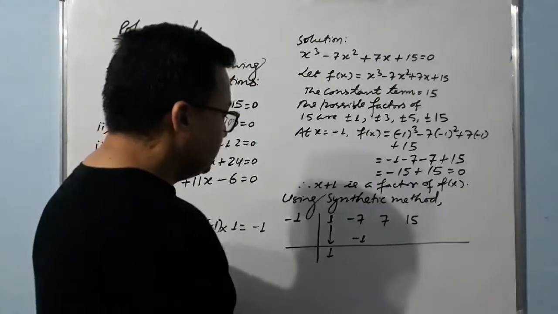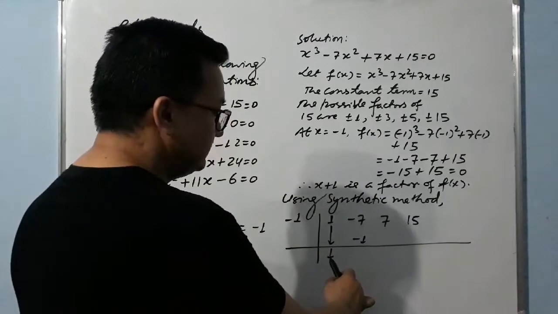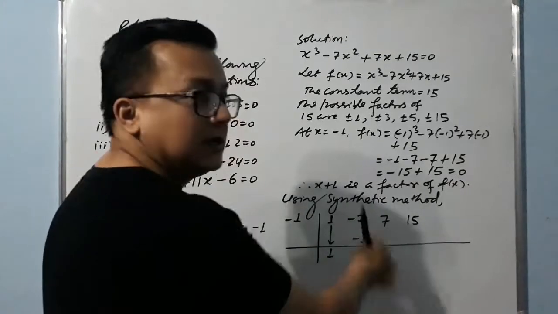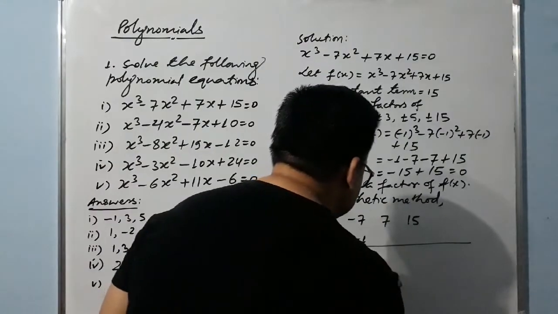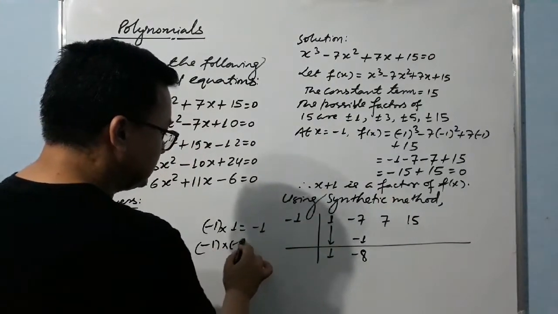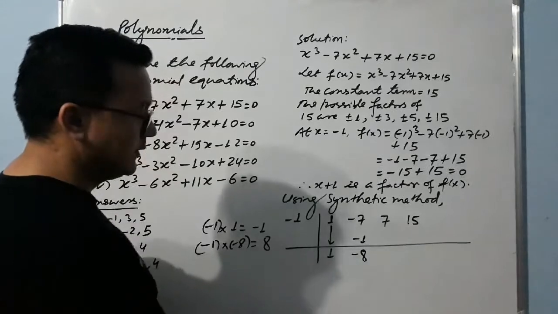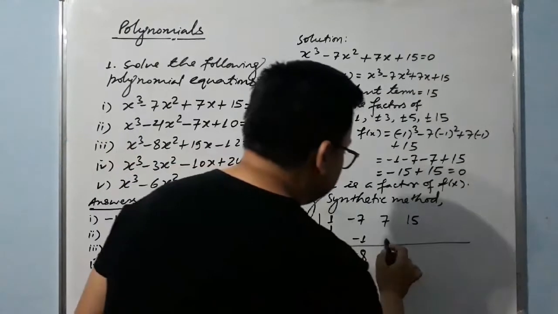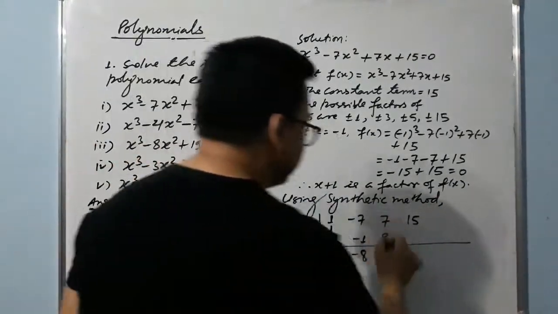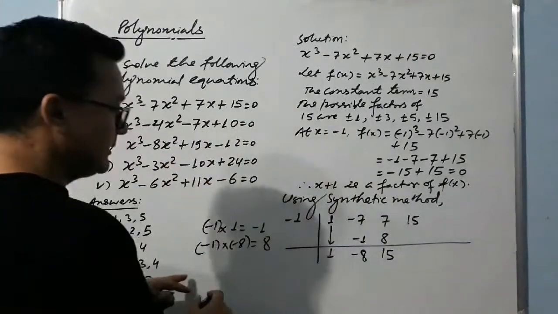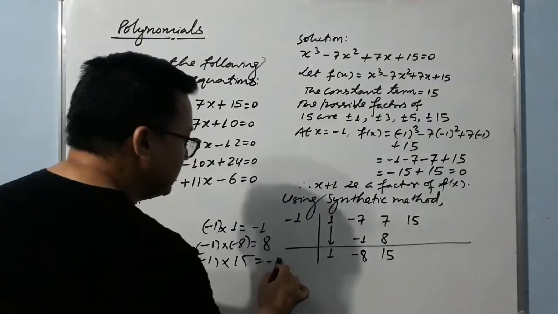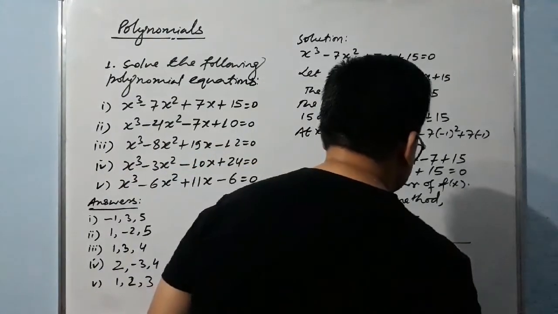Then add these two. This way you multiply diagonally and add vertically. You get minus 8. Then again multiply: minus 1 into minus 8 is 8. So write down 8 here. Then add again: 7 plus 8 is 15. And then multiply again: minus 1 into 15 gives minus 15, so write down minus 15.